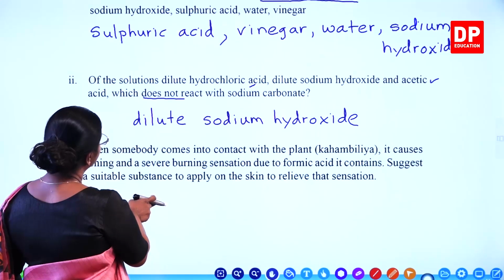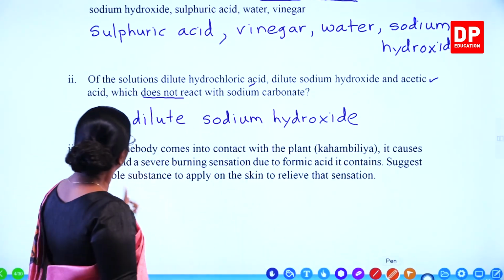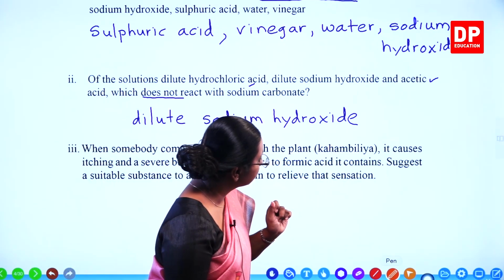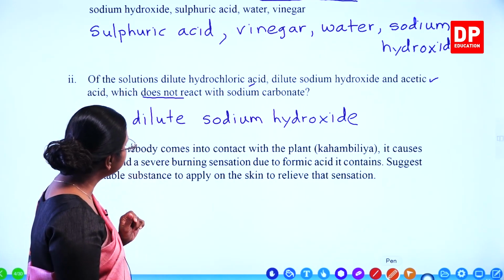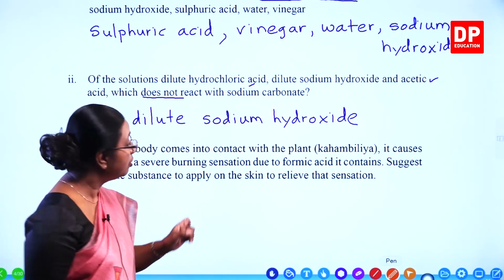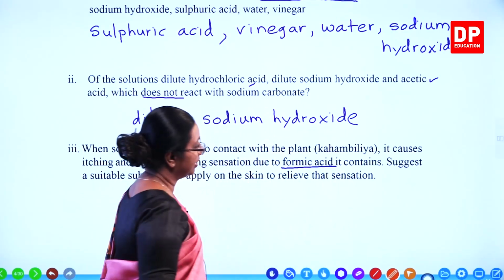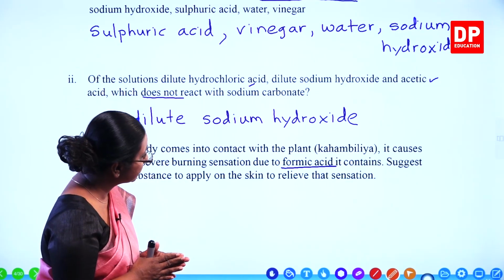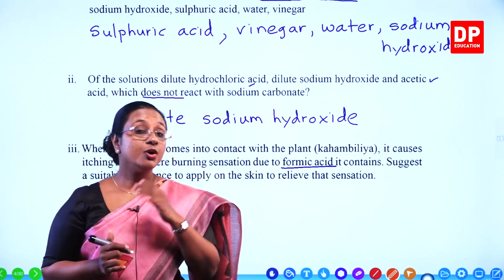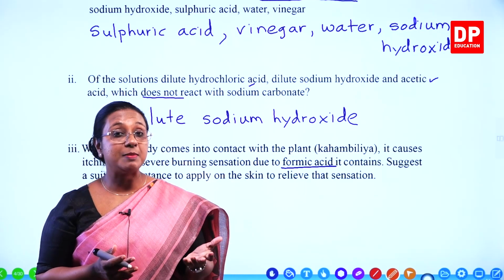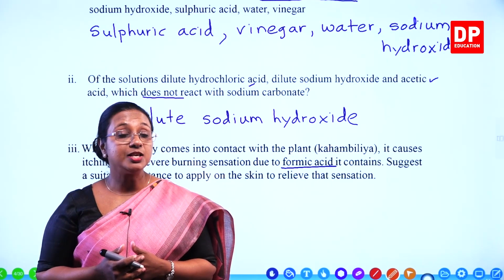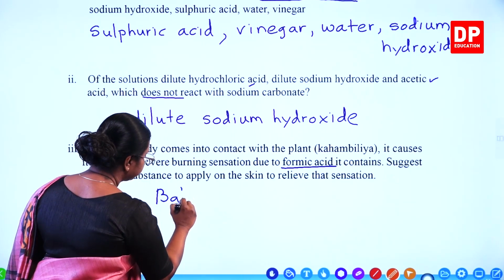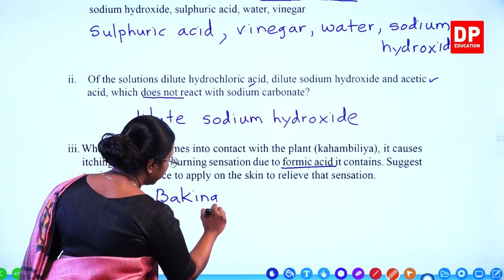Then we have the last question here. When somebody comes into contact with the plant Caja ambiliar, it causes itching and a severe burning sensation due to the formic acid it contains. Suggest a suitable substance to apply on the skin to relieve that sensation. What can you apply? You can remember. Baking soda. What is baking soda? Sodium bicarbonate. You can use baking soda.